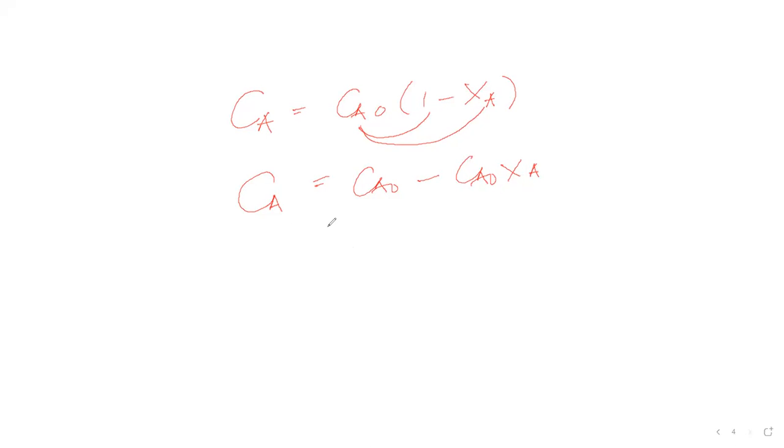I'm just asking you in this particular formula now that I have 3 terms, right? So in the 3 terms that I have, C_A, I have C_A0, and I have C_A0 X_A. My simple question is, in the 3 terms that I have written here, which one represents the amount of A that has reacted after some time?